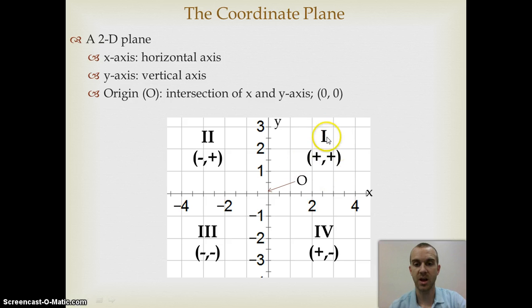And we go from the top right, and then we go counterclockwise: 1, 2, 3, 4. And generally we talk about the ordered pairs and which parts are positive and negative, and it has to do with your x and your y values. Top right, you're always positive. Top left, your x value is negative. Bottom left, everything is negative. And bottom right, the y values are negative.